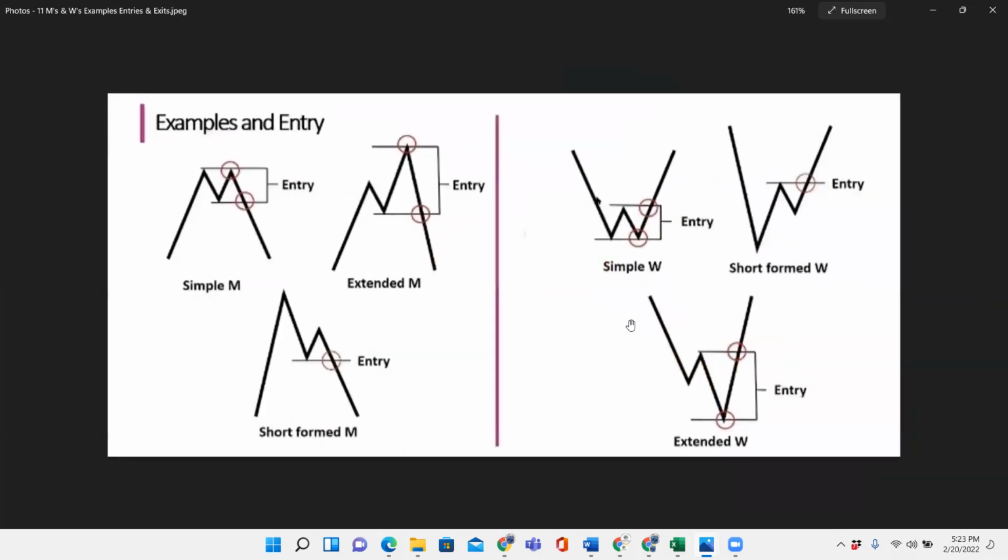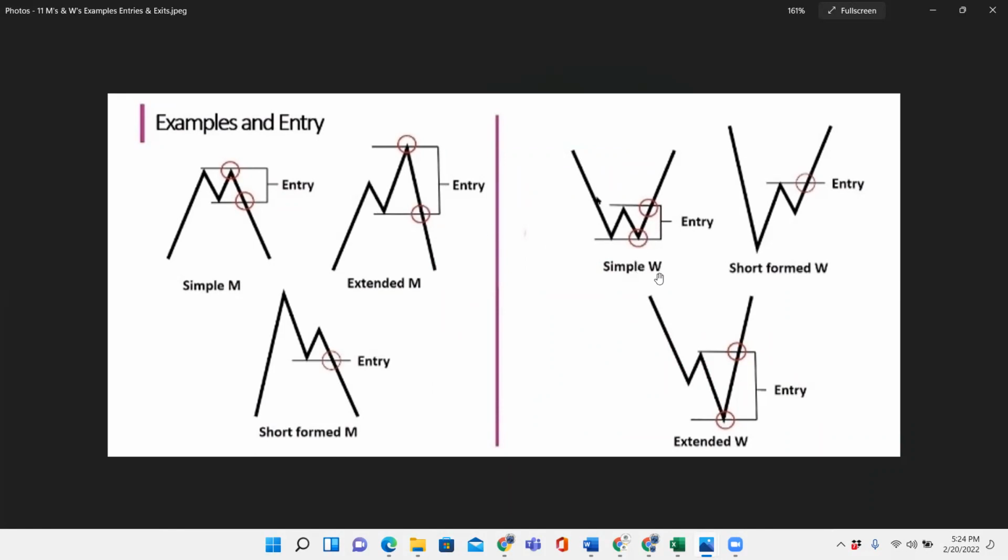So examples of how we're going to enter into this market. Okay, we have our double peaks. We can enter in on the peaks or the noses on the standard M. We can also enter in on the peaks or the noses here on the extended M, but we can only enter in on the nose on the trap M formation. They also call this a short form M, but this is also a trap M here. Me personally, I like to just enter in on the noses.